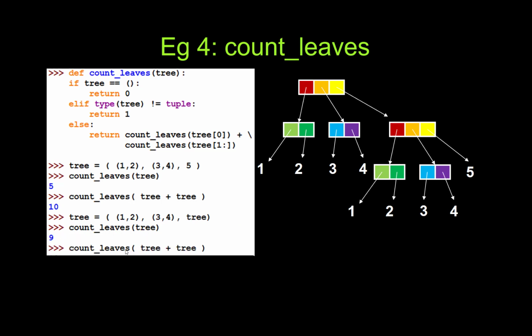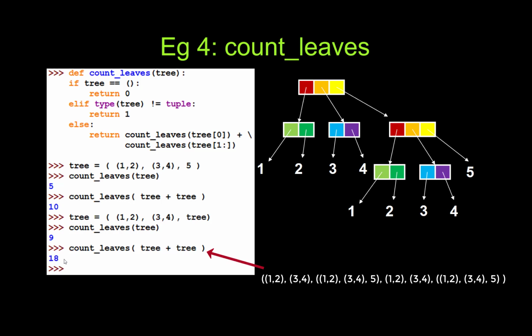Now, if you count leaves of tree plus tree, this tree has 9 plus 9, you get 18. This count leaves is a little bit more involved because of its hierarchical structure. If there is only a single level in a normal sequence, things could be easier. Let's see a useful routine to flatten the tree to a single level.